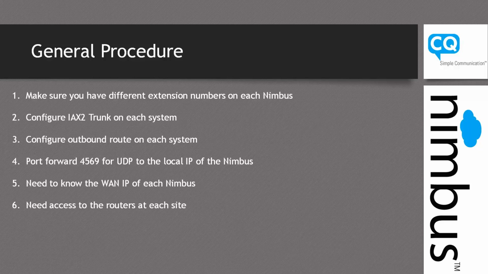So you know we use 5060 for SIP. That's standard. For the Nimbus platforms to talk to each other, the IAX connections actually use 4569 for UDP, and you're going to forward that to the local IP of each Nimbus. So you're going to need to know the WAN IP of each Nimbus in order to do this programming, and you also need access to the routers to be able to set up that port forwarding. You can either have your own router there and forward that port yourself, or if you're working at the customer's site, then you can let them know that you need that port opened and forwarded to the Nimbus. You can even open it and forward it, but restrict it only to the WAN IP of the other Nimbus, so you don't necessarily have to open port 4569 to the rest of the world.